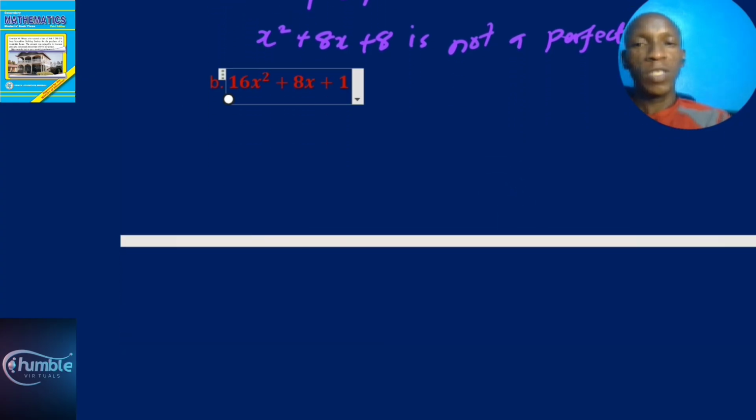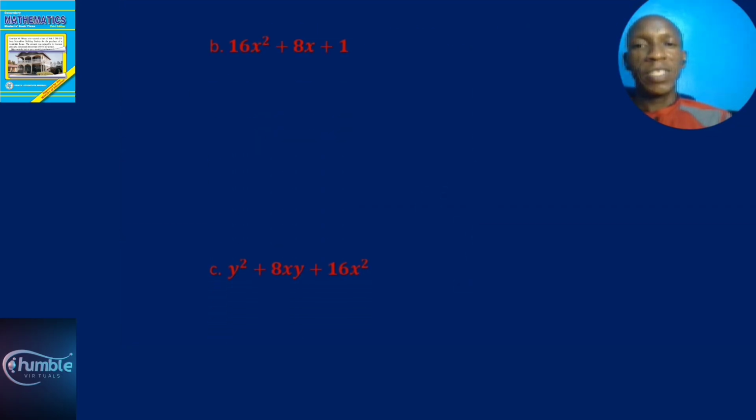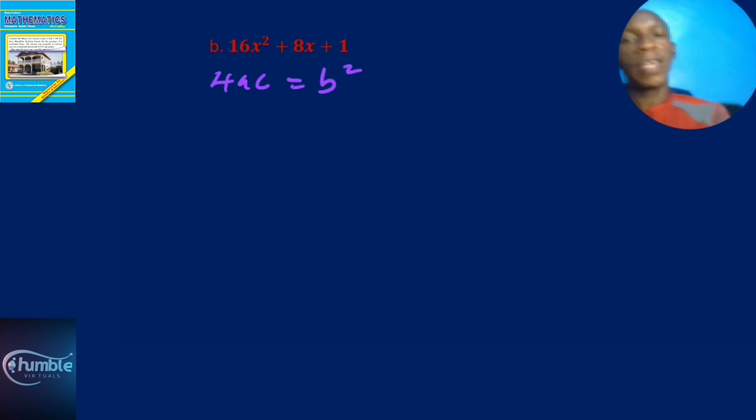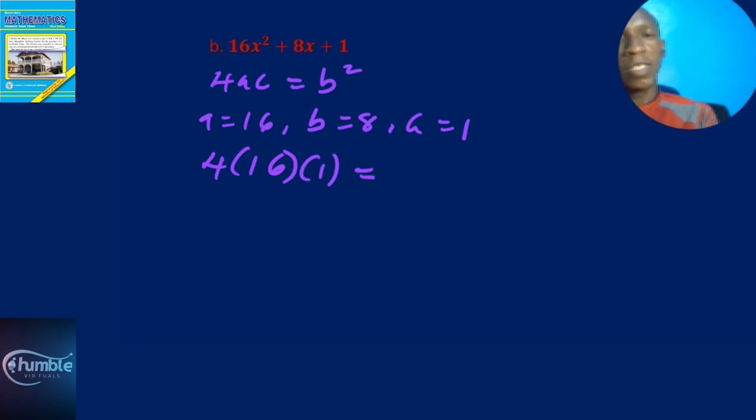Therefore, what about the next question? Part B, 16x squared plus 8x plus 1. Is this a perfect square or not? Let's verify. The rule is 4ac is equal to b squared. a is 16, b is 8, c is 1. So therefore 4 times 16 by 1 is equal to 8 squared.